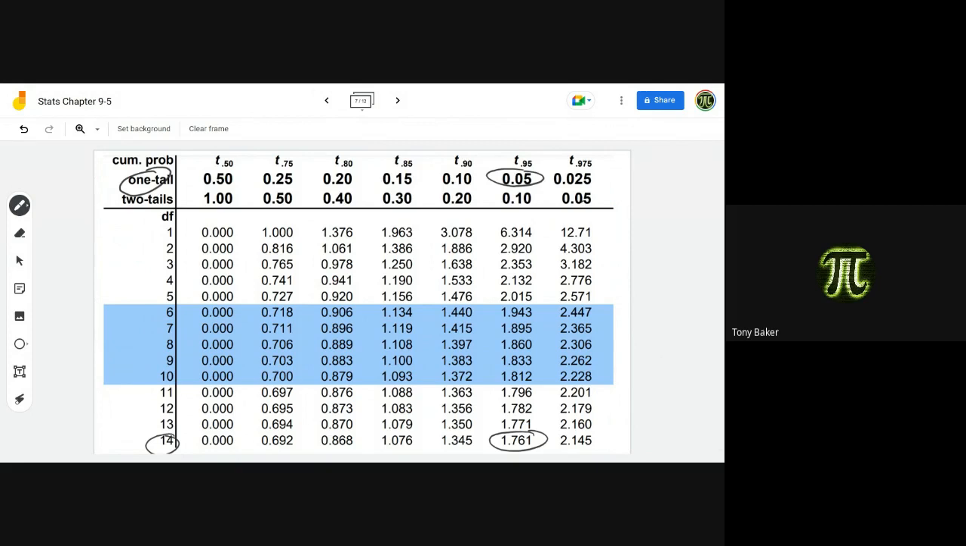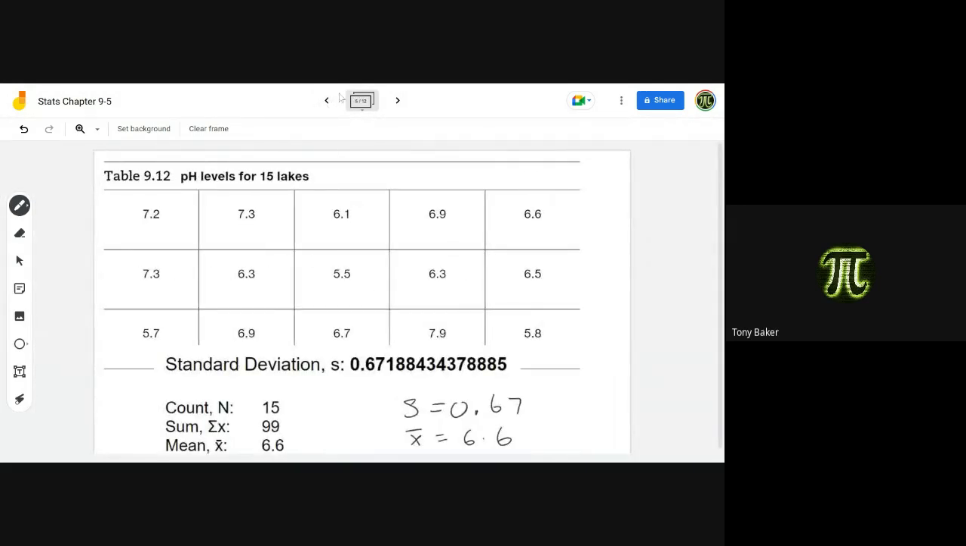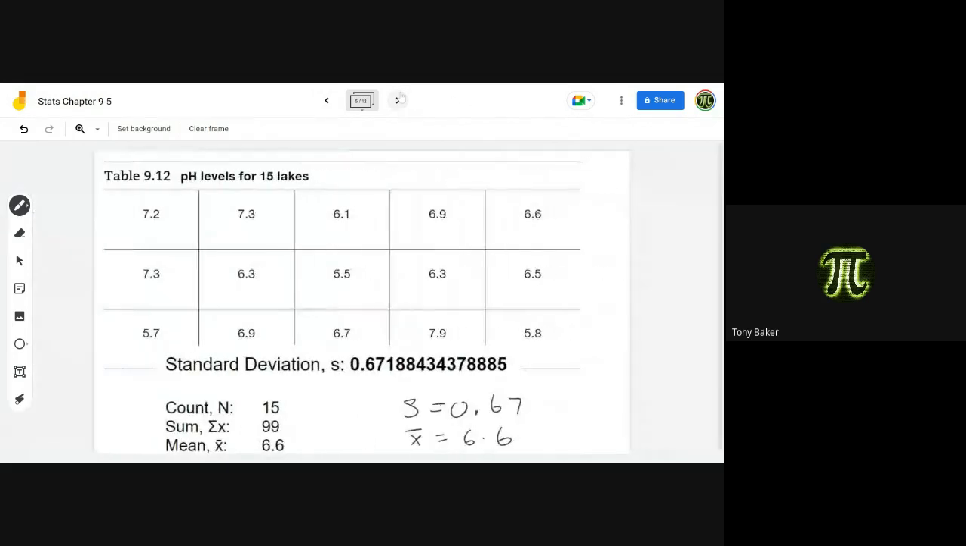All right. Any questions on the process for that? So that's basically how I'd want to see it done. I want to see the alternate hypothesis, the null hypothesis, the significance level, what tail it is. You're not going to have to do this on the test. You will have to do this on the final exam, though.